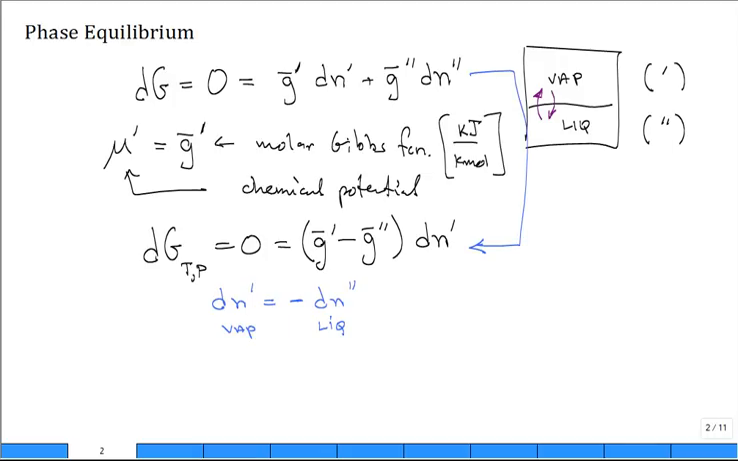And so what you're finally left with for equilibrium is that the molar Gibbs functions are equal for the two phases. The molar Gibbs function in the liquid phase is equal to the molar Gibbs function in the vapor phase. Or another way of saying it, the chemical potential in the vapor is equal to the chemical potential in the liquid. The two-phase chemical potentials are equal.